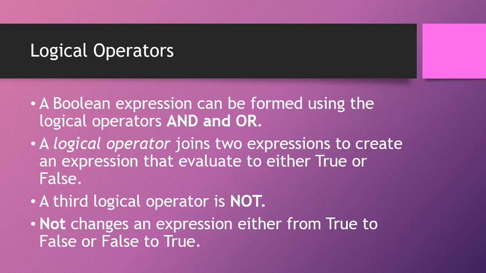The other thing we want to talk about today is logical operators. So we can actually take these Boolean expressions that we've been building and we can form larger ones with logical operators, with ands and ors. A logical operator joins two expressions to create an expression that's going to either evaluate to true or false. So that's basically me taking two pieces of an if statement and slapping an and or or in the middle. There's also a third logical operator that is not changing an expression from true to false or false to true. So basically it just kind of flips the statement for us.